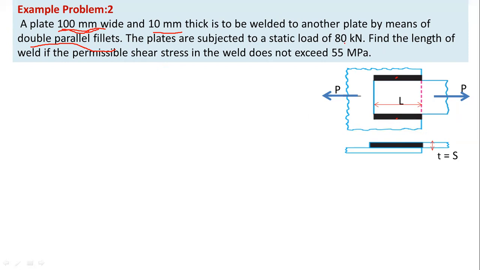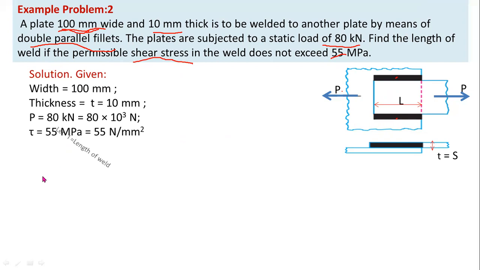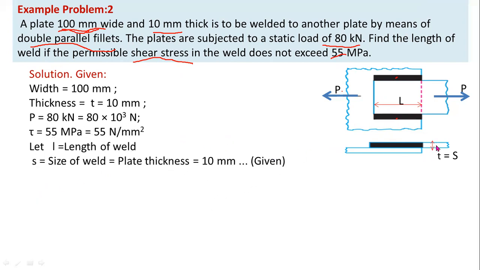The plates are subjected to a static load of 80 kN. Here the load acting on the plate is 80 kN, that is 80,000 newtons. P is the tensile load acting on the welded joint, P equal to 80,000 newtons. And the shear stress induced in the plate material is tau equal to 55 megapascal. The given values are width of the plate 100 mm, thickness of the plate 10 mm, load acting on the welded joint P equal to 80,000, and shear stress equal to 55 megapascal. Let L be the length of the welded joint, and S the size of the weld, which is equal to the thickness of the plate, that is 10 mm.